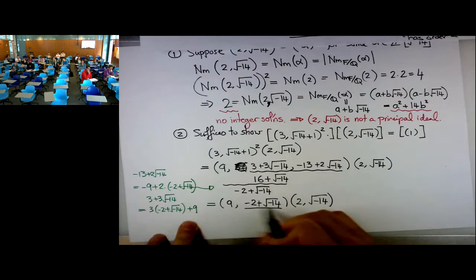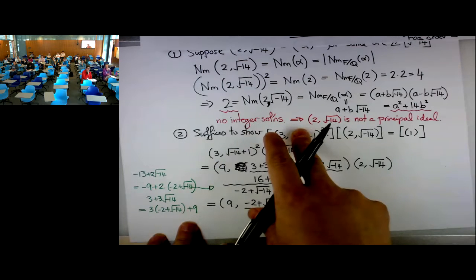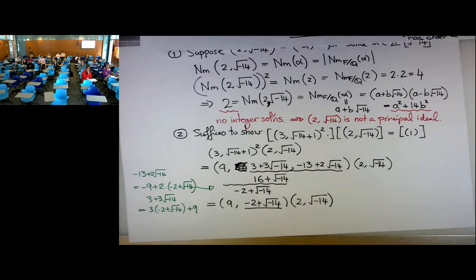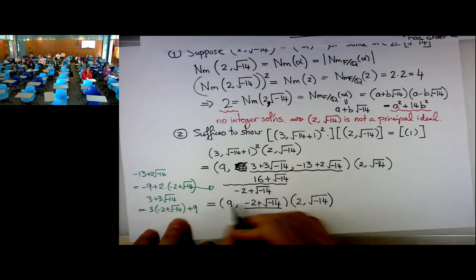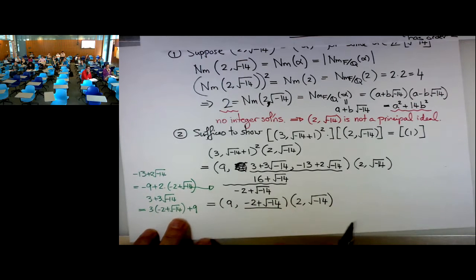And over here, you're not supposed to get a principal ideal, because you're just squaring an element in the order 4 group, so you should not get the identity element in the ideal class group. Therefore, whatever you're getting here should not be principal. The next step, you'll get a principal ideal.